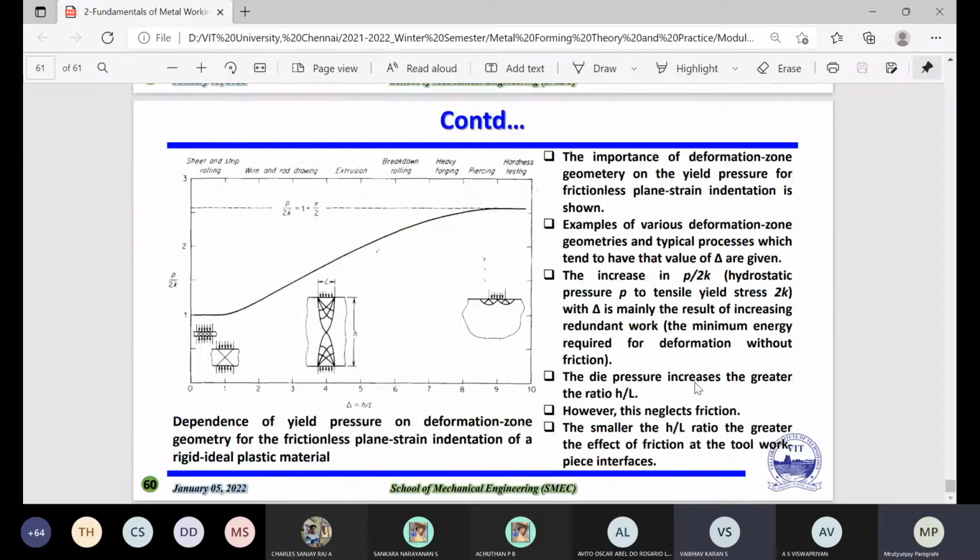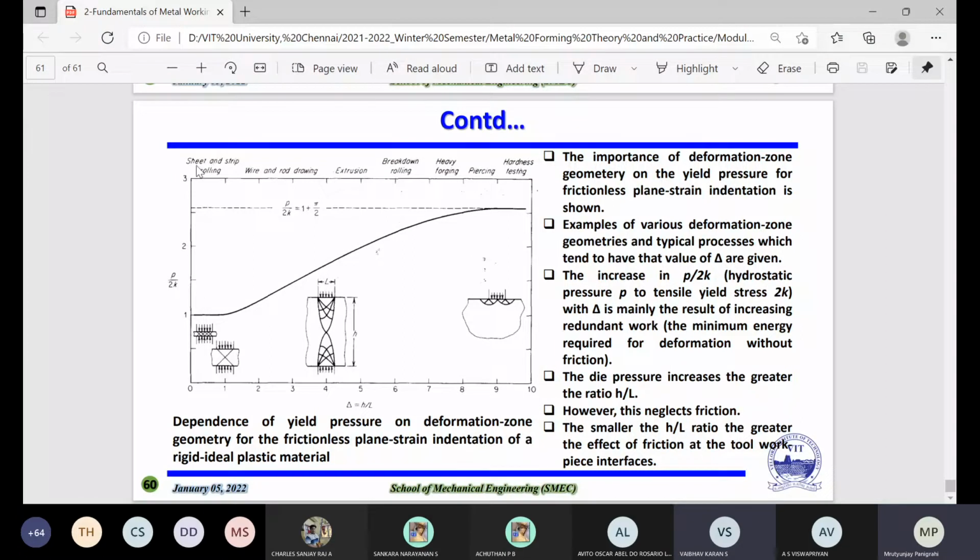So one more slide, the last slide for today's class. I just put one comparison: the dependence of the yield pressure on the deformation zone geometry for the frictionless case. We are just assuming this, because with friction, of course, depending upon the material and the technique, you have friction, and we cannot assume how much friction. So here we assume frictionless plane strain and look at how it relates to the hydrostatic pressure.